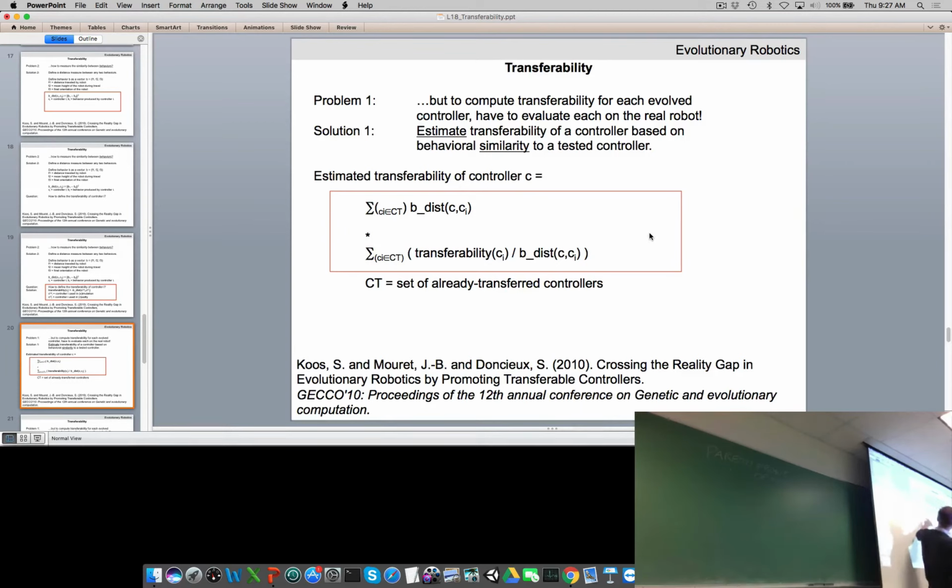Let's work on the second term here for a moment. We're going to pull controllers out of this bag, CT, one at a time. Every time we pull a controller out, we call it CI. And we know the transferability of CI because we've already sent CI from simulation to reality. So we know its transferability. We divide it by the distance between CI and C. Why do we do that?